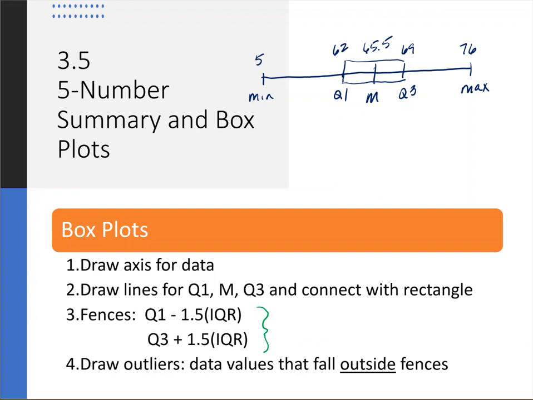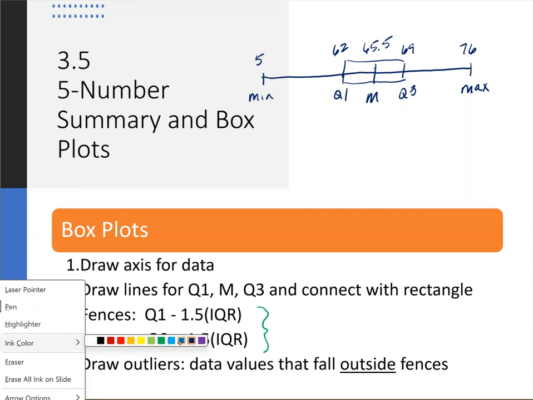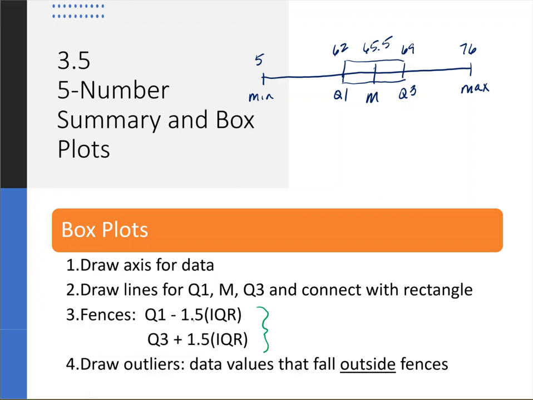The next thing I need to construct are the fences. So there's a little bit of a calculation that I need to do for the fences. You see down here on my screen, we're going to take our Q1 value, which is 62. We're going to subtract 1.5 times my IQR, which we found in StatCrunch to be 7. And then we're going to take our Q3 value of 69 and add 1.5 times that 7. So making those calculations using my calculator, I find that I have a lower fence that's going to extend down to 51.5.